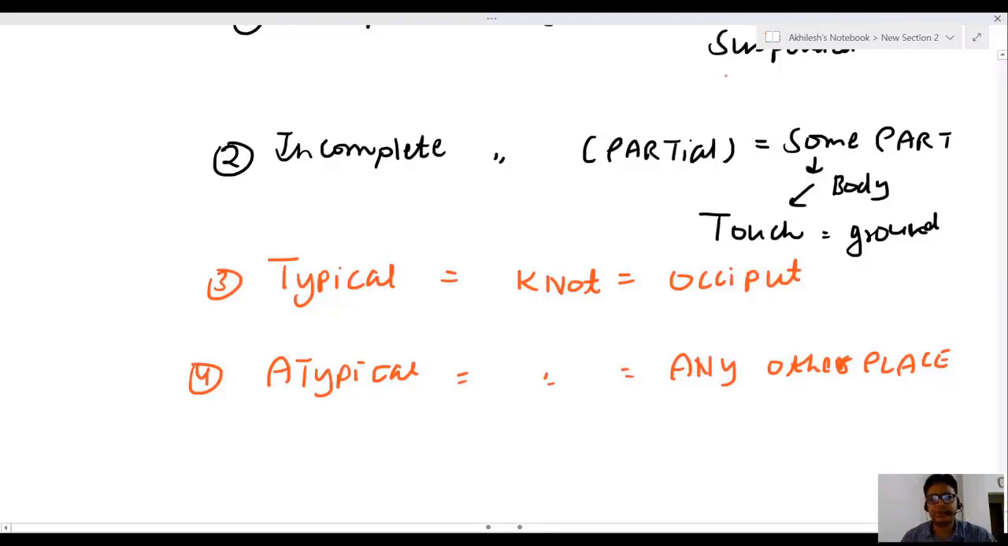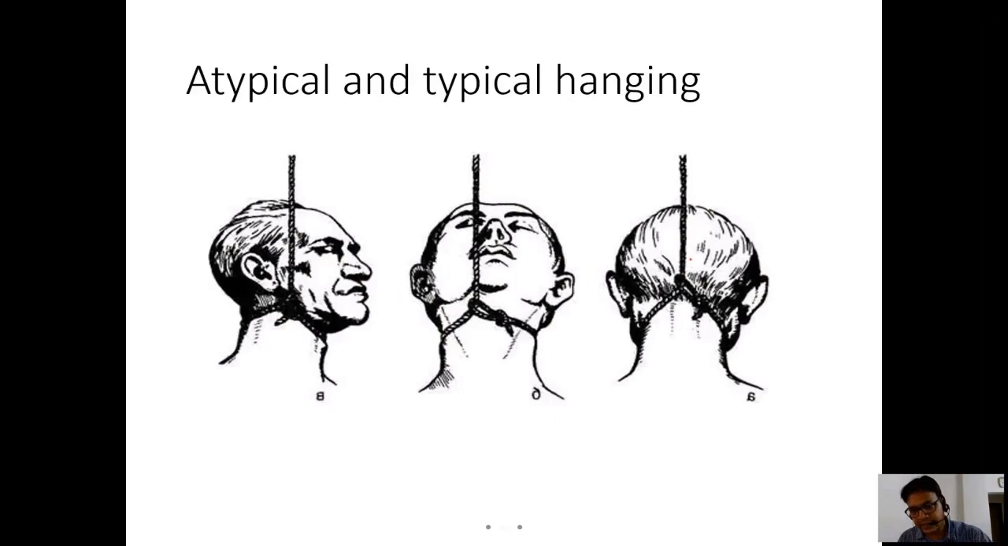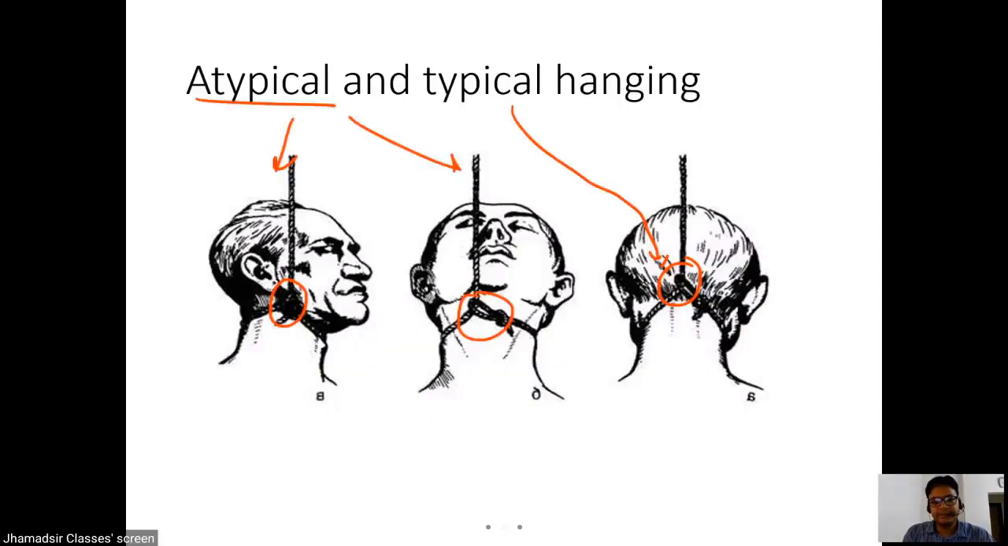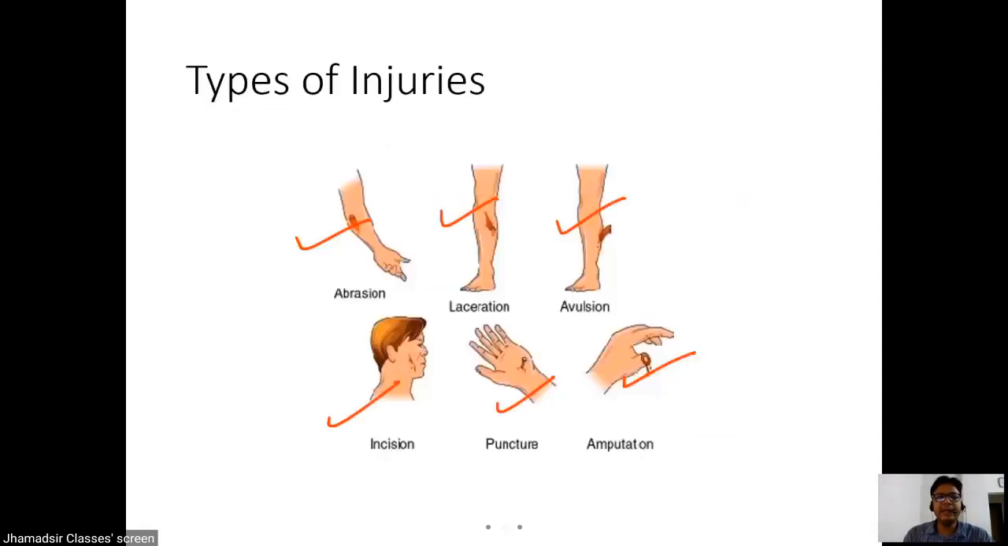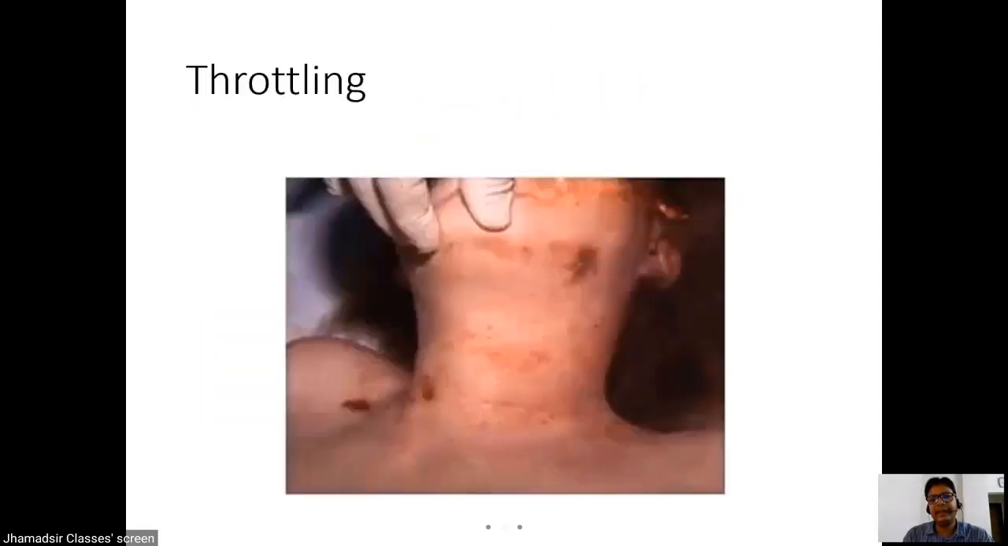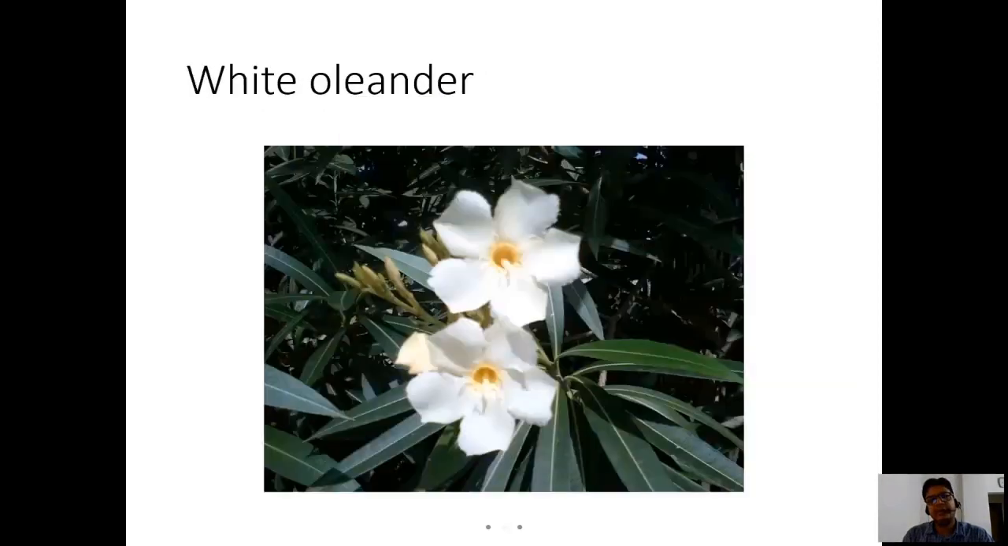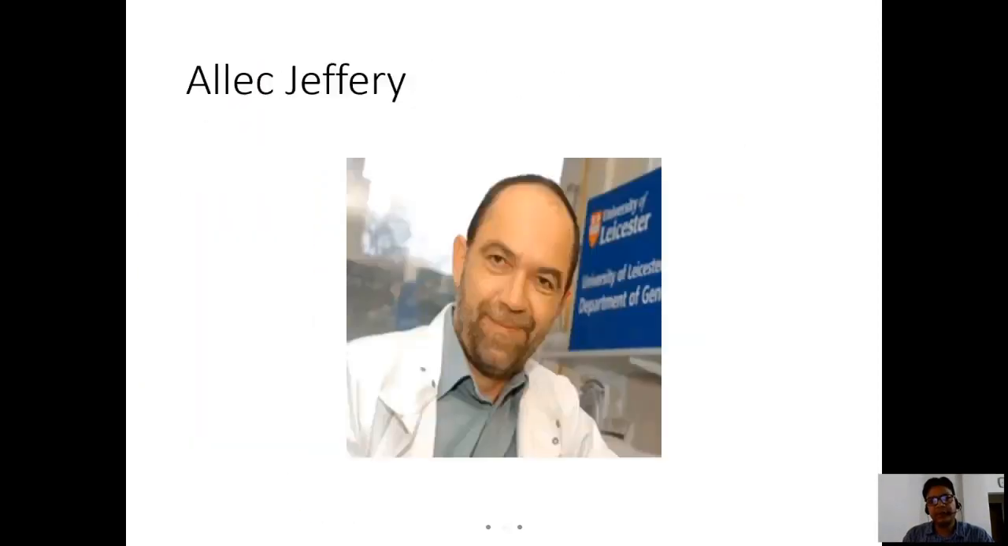I will show you the picture because pictures are also important. See, the knot is at the occiput. This is a typical hanging. And sir, this is the knot. These are examples of atypical hanging. Knot at the occiput, this one, is typical hanging. Knot at any other place would be atypical hanging.